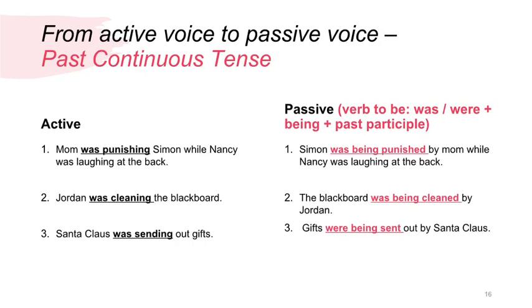Sentence 1. Simon was being punished by Mom while Nancy was laughing at the back. Sentence 2. The blackboard was being cleaned by Jordan. Sentence 3. Gifts were being sent out by Santa Claus.